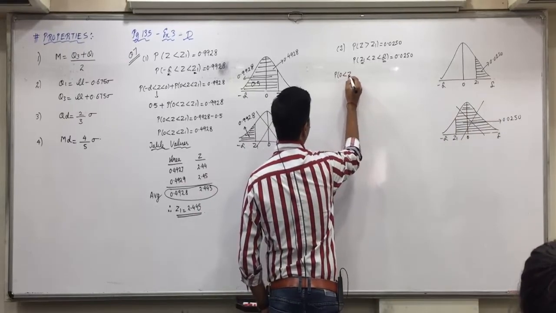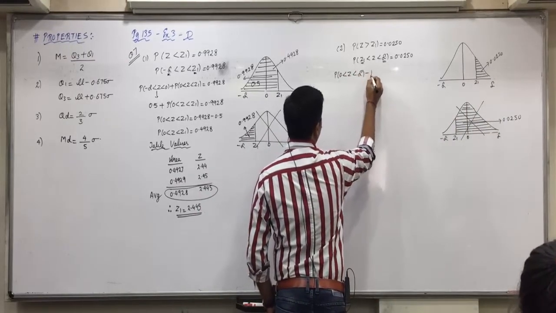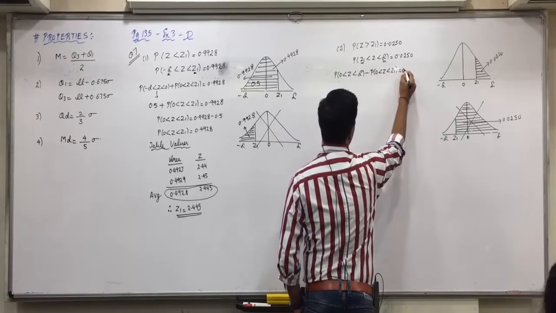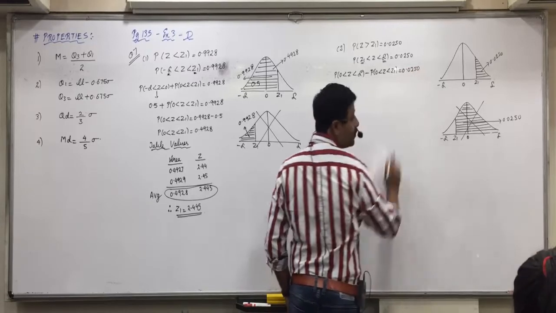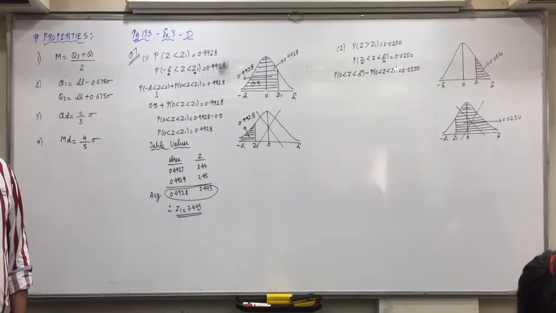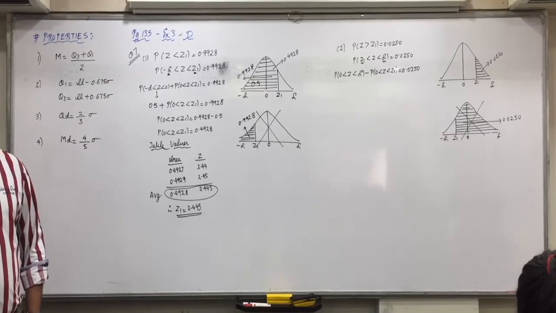P(0 < Z < infinity) minus P(0 < Z < Z1) is 0.0250. Okay? See, I told you yesterday, I have explained all situations and I will be asking and you must be able to answer. Okay?